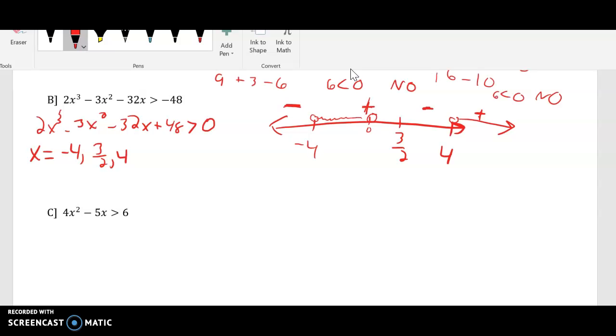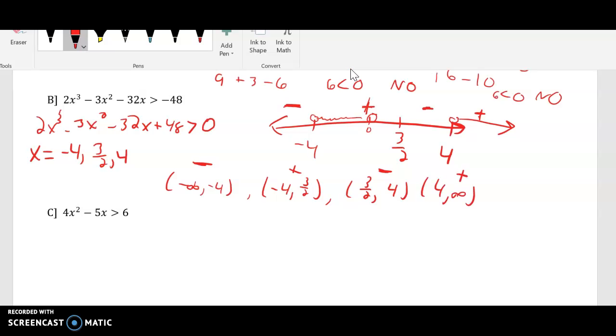Okay. Writing these in interval notation, because that could be a question that you're asked to do. So the first interval was -infinity to -4, and it's a negative. And then our next interval was -4 to 3 halves, and it was a positive. And then we go from 3 halves to 4, and that's a negative. And then you go from 4 to infinity, and that was a positive. So in interval notation, these 2 would be our answers.